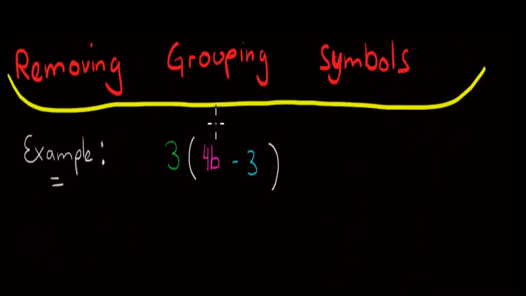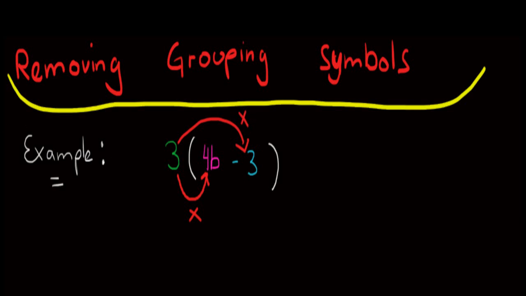Now in this example, I'm going to show you how to remove the grouping symbols and then how to solve an equation. So if we have, for example, this is just removing grouping symbols. If you have 3 brackets open, 4b minus 3 brackets closed, what we have to do is do the first term outside times first term inside, so 3 times 4b. And then the first term outside times the second term inside, which is 3 times minus 3.